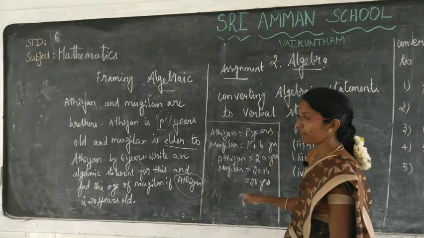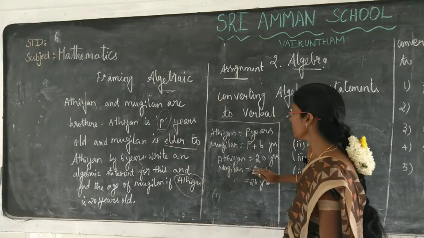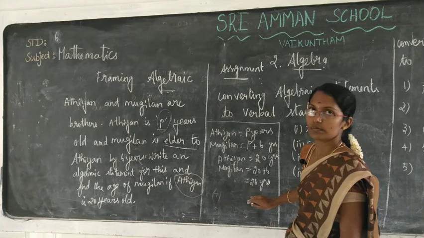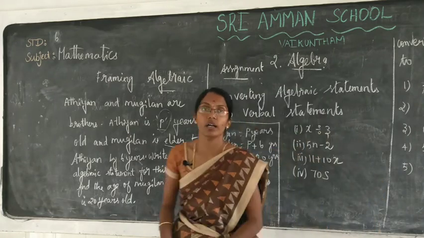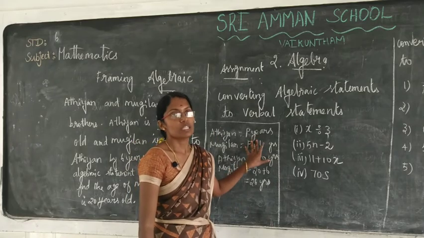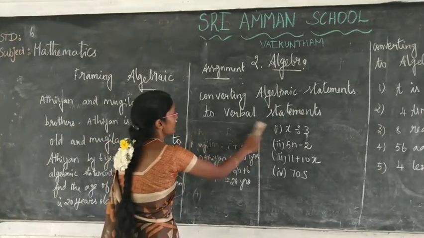So now we have found Adiyan's age and Mugilan's age. Adiyan is 20 years old. Mugilan is 26 years old. Okay, are you all clear about this question? So next we move to the assignment problems. These are the problems. These questions you have to do in the next session.